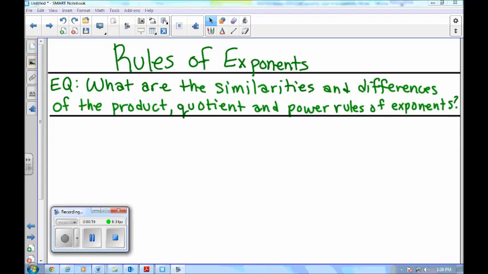The title. Remember, these notes are going to be turned in on the day of the test, so it's important you actually take them. It's also important that you don't lose them, because that would be unfortunate if you lost them and had to do them again. Okay, rules of exponents.